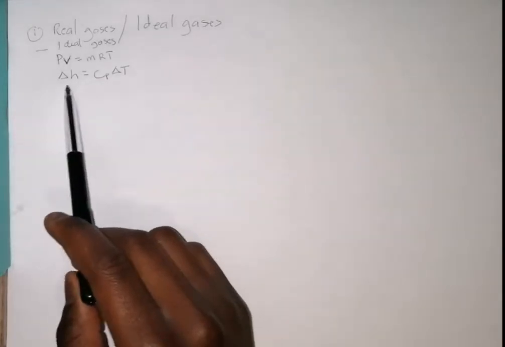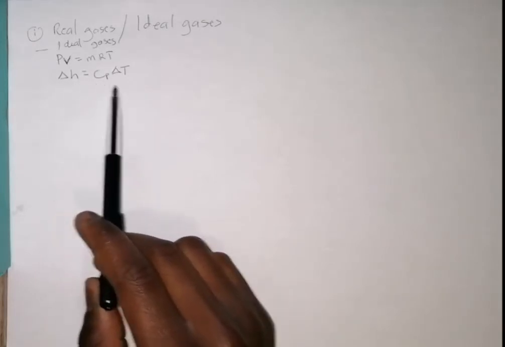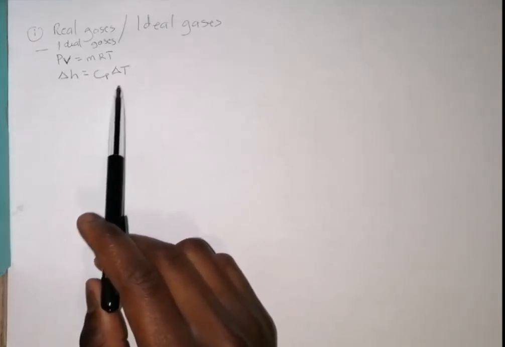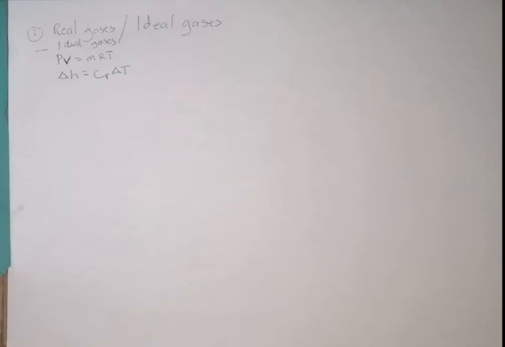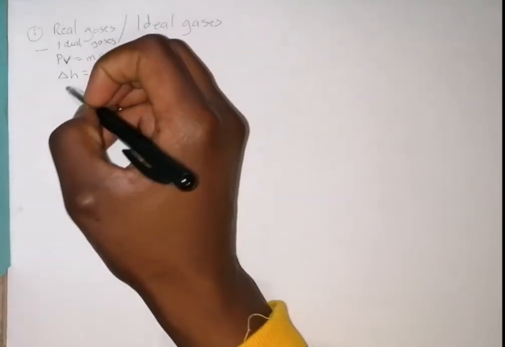The change in specific enthalpy, change in h, is equal to Cp times change in T, where Cp is the specific heat capacity at a given pressure. For ideal gases, the pressure does not really affect the enthalpy much, so that's why we use Cp. The temperature is what affects it, so we use the change in temperature, which gives us the change in enthalpy. And then we're going to have the change in internal energy.